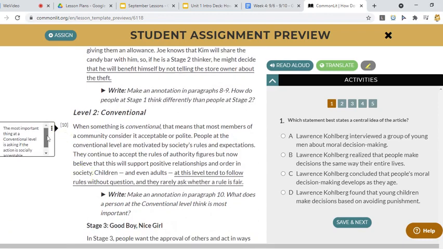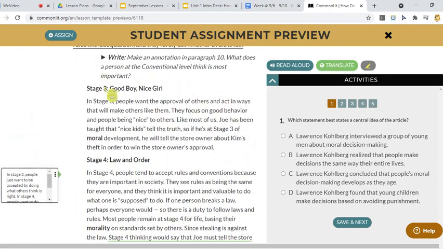Level 2, conventional, is asking if the action is socially acceptable. Is this cool with my peers? And there are 2 more stages in conventional. In stage 3, people just want to be accepted and loved for doing the right thing. In stage 4, people want to do the right thing based on what the laws say. Otherwise, things would be crazy.